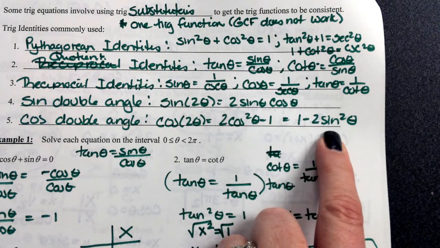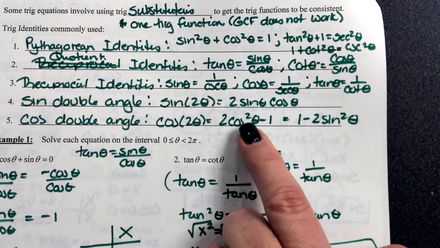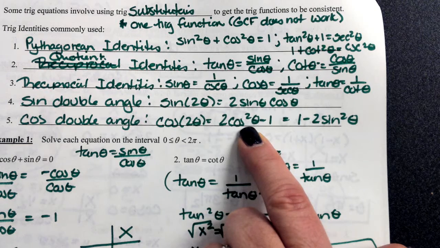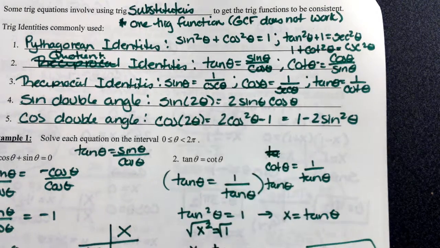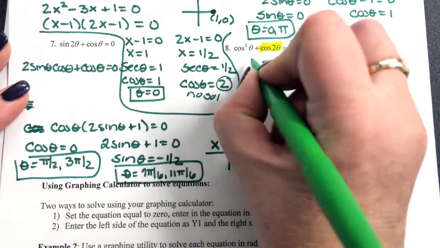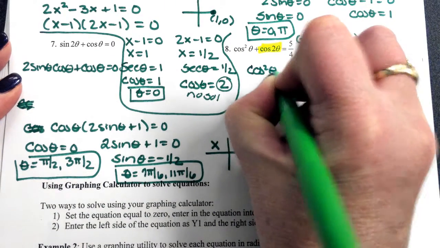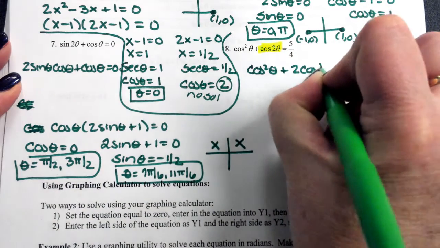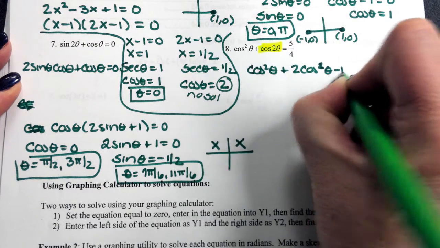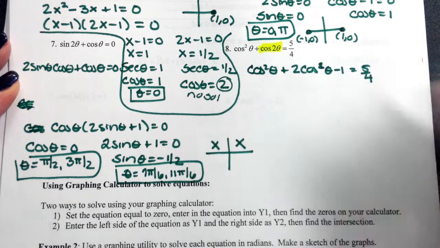You don't want to use this one because then you're going to have a sine squared and a cosine squared in the same equation, which is going to muddy everything up. So we want to just do a substitution, get rid of that cosine 2 theta, and replace it with 2 cosine squared theta minus 1. So I have cosine squared theta plus 2 cosine squared theta minus 1 is equal to 5/4.